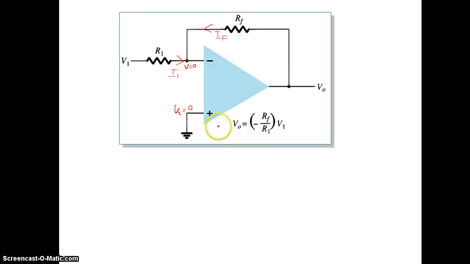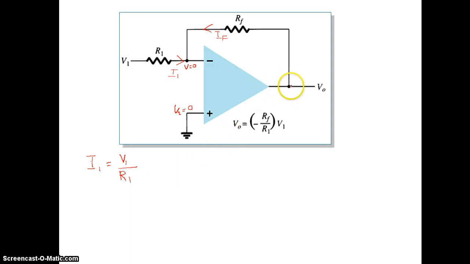Now, if this voltage is 0, the current in this loop, that means the current through R1, I note it as I1. So V1 minus this voltage, that is 0, that is the potential difference, divided by the resistance. So I can write I1 is equal to V1 divided by R1.